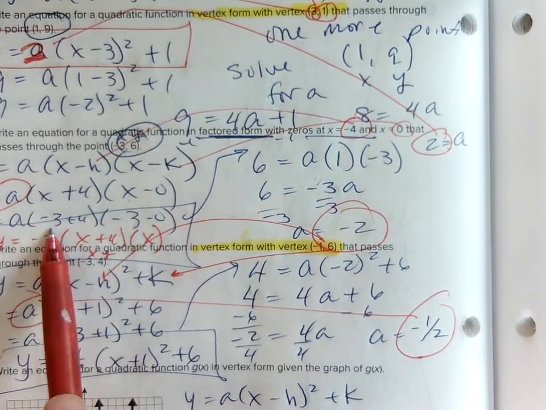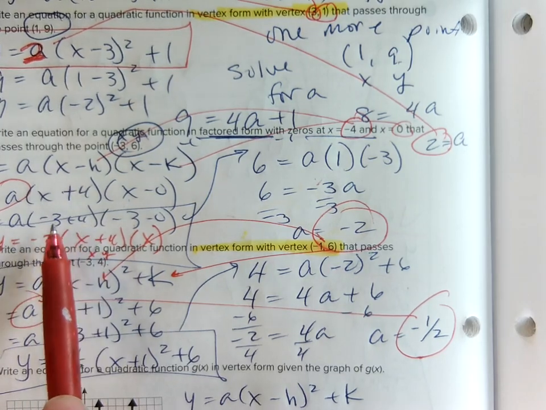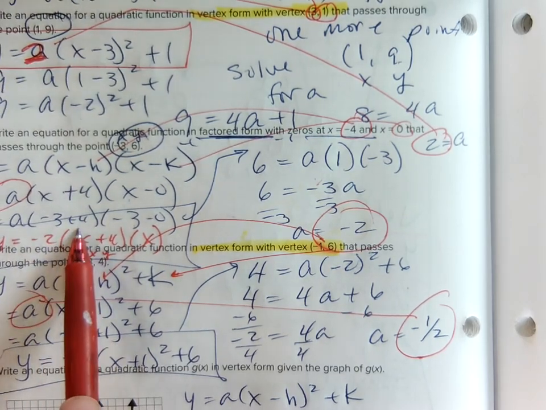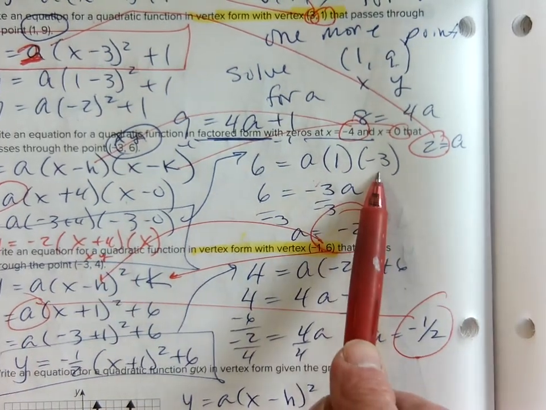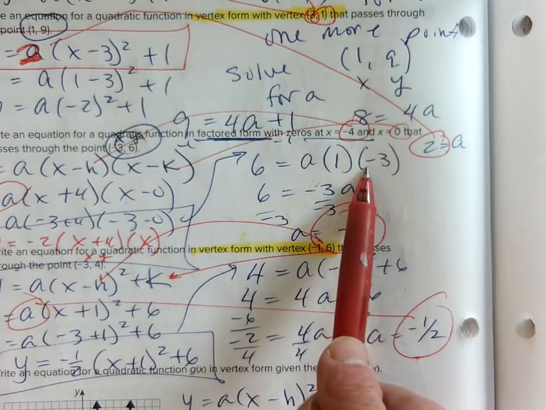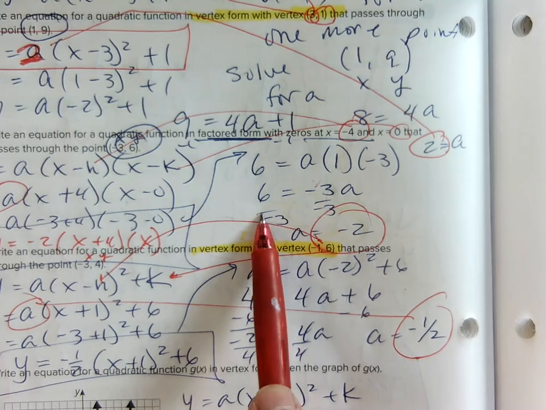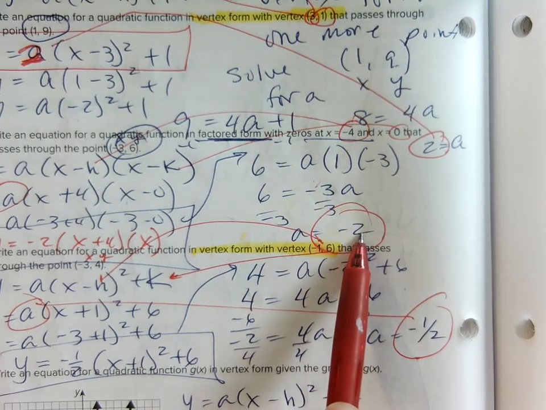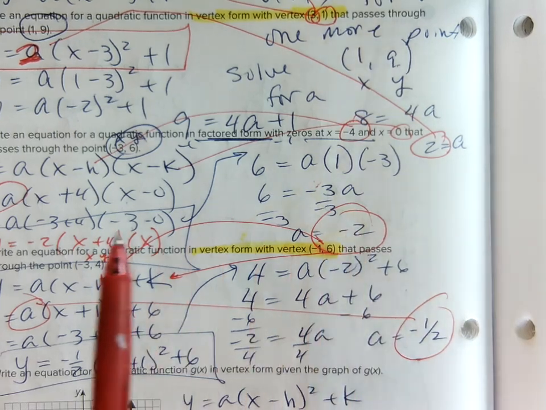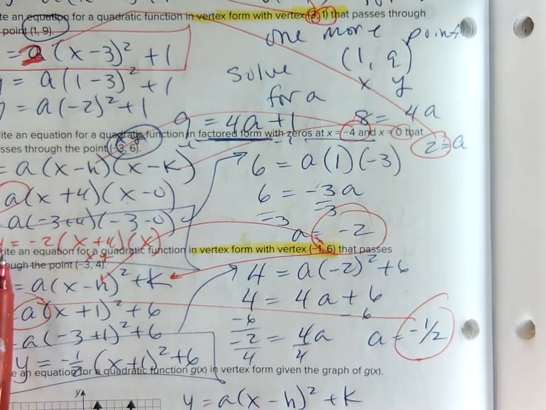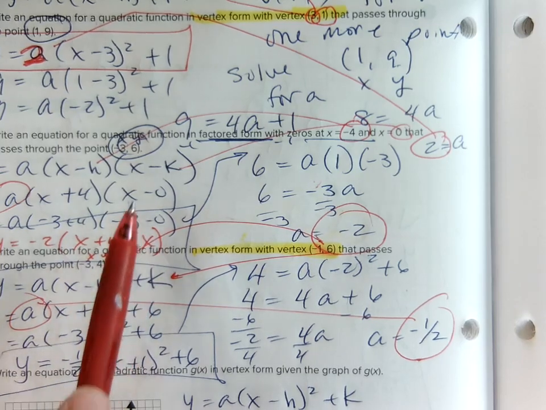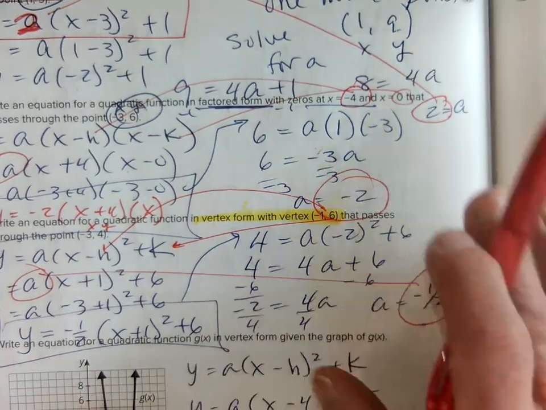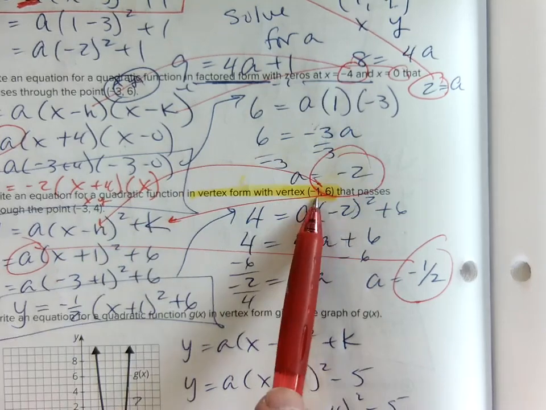Okay, so then I simplified. -3 plus 4 is 1. Scoot it over here. And -3 minus 0 is -3. I multiplied, and I got a -3. Divided by -3, and I get -2. So -2 is the value for A. So I come back, and I put it right there. So I rewrote my equation as y equals -2 times (x plus 4) times x, because, you know, it's just x. Okay, number 5, same thing, which is another one with a vertex.